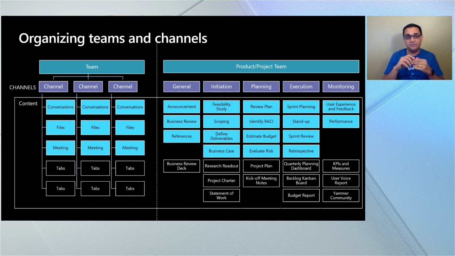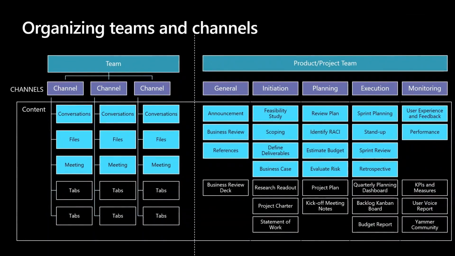In the initiation channel, you're probably talking about feasibility studies of projects that are about to be kicked off, and scoping discussions. In the planning channel, you're looking at your dashboards, your plans for reviews, your budgets and risks, and stuff like that. In the execution channel, that's where your sprint planning, your stand-up, and your retrospectives are happening. And then you might have a monitoring channel where you talk about bugs, user experience issues that people are reporting, and performance. The boxes in black there are the kind of apps you might have. In the next slide, I'll give you an even clearer example.